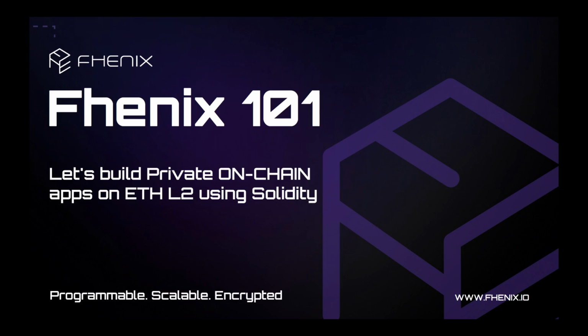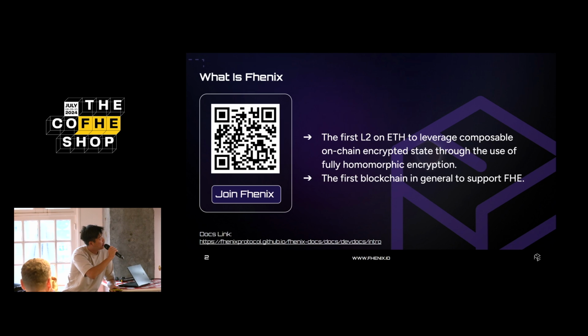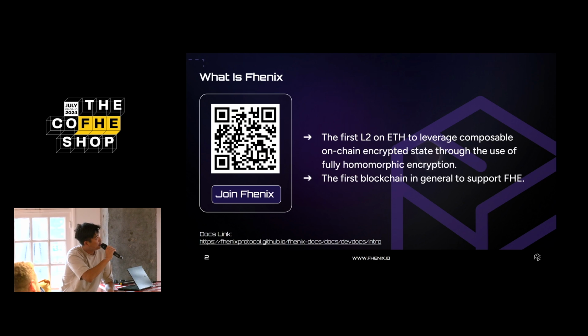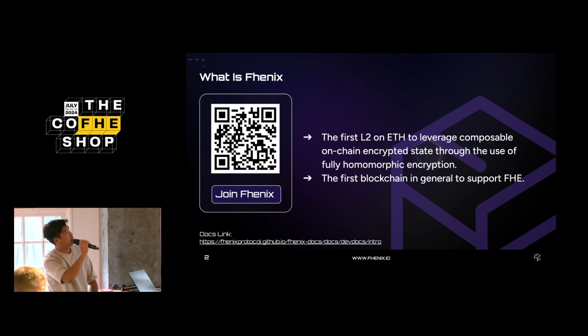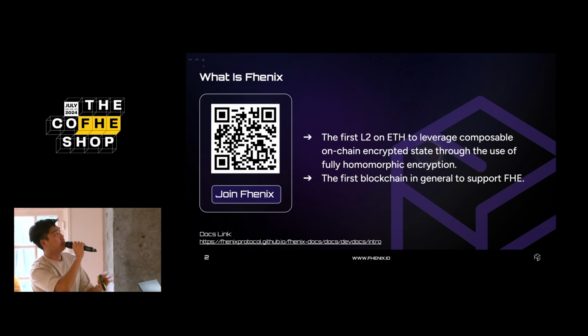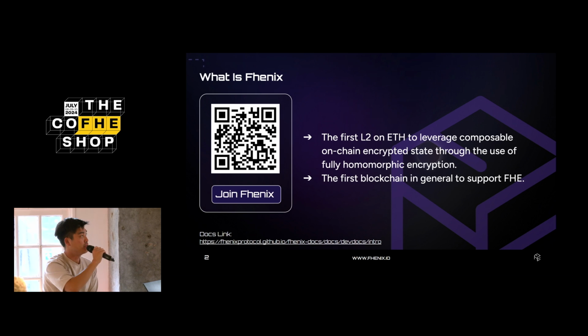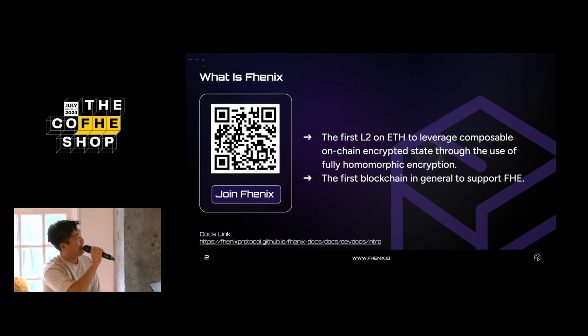So we're from Fhenix. We're basically working on a private L2, using FHE. So let's just dive right in. Real quickly, from a high level, Fhenix is the first L2 on ETH to leverage composable private encrypted states through, I'm sure you're all familiar with FHE. The first blockchain with general support.